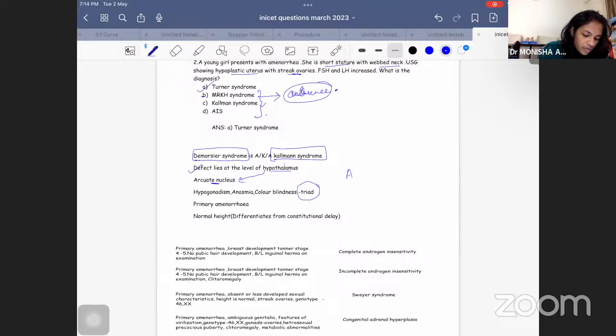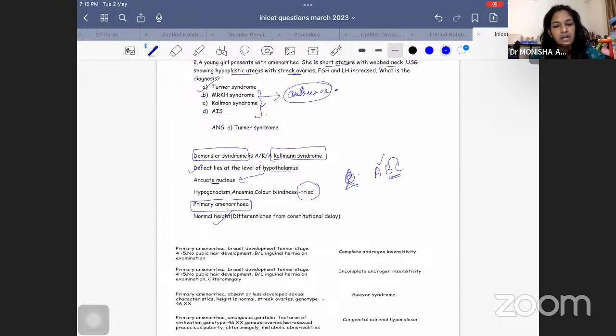Anosmia, hypogonadism, and colorblindness. Okay. How to remember this? I usually remember it as ABC: anosmia, A; B and C, colorblindness and hypogonadism. Okay. They present with primary amenorrhea and they are of normal height. This differentiates it from constitutional delay. So this much you have to remember. And Kallmann syndrome is a previously asked question. They have asked many times.